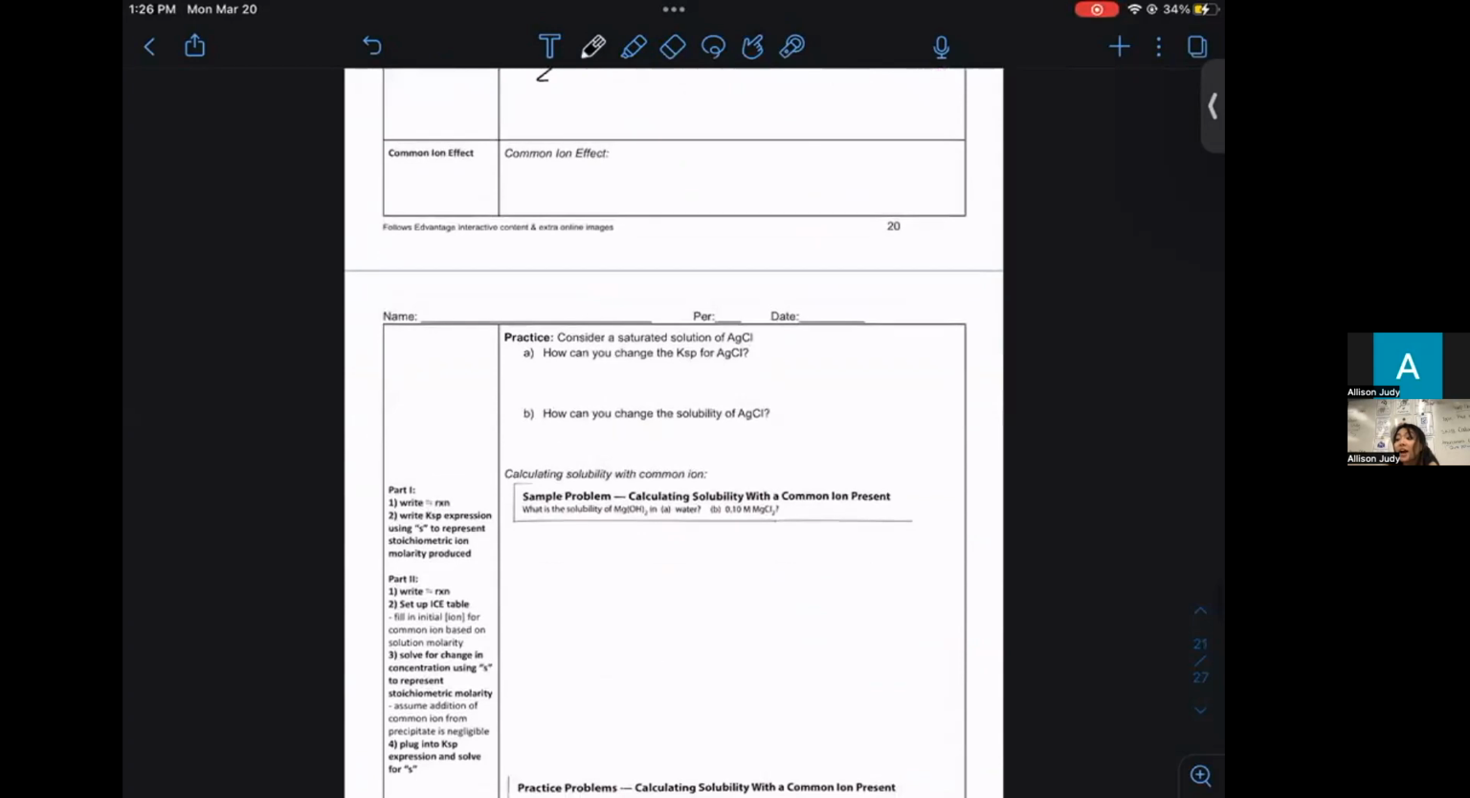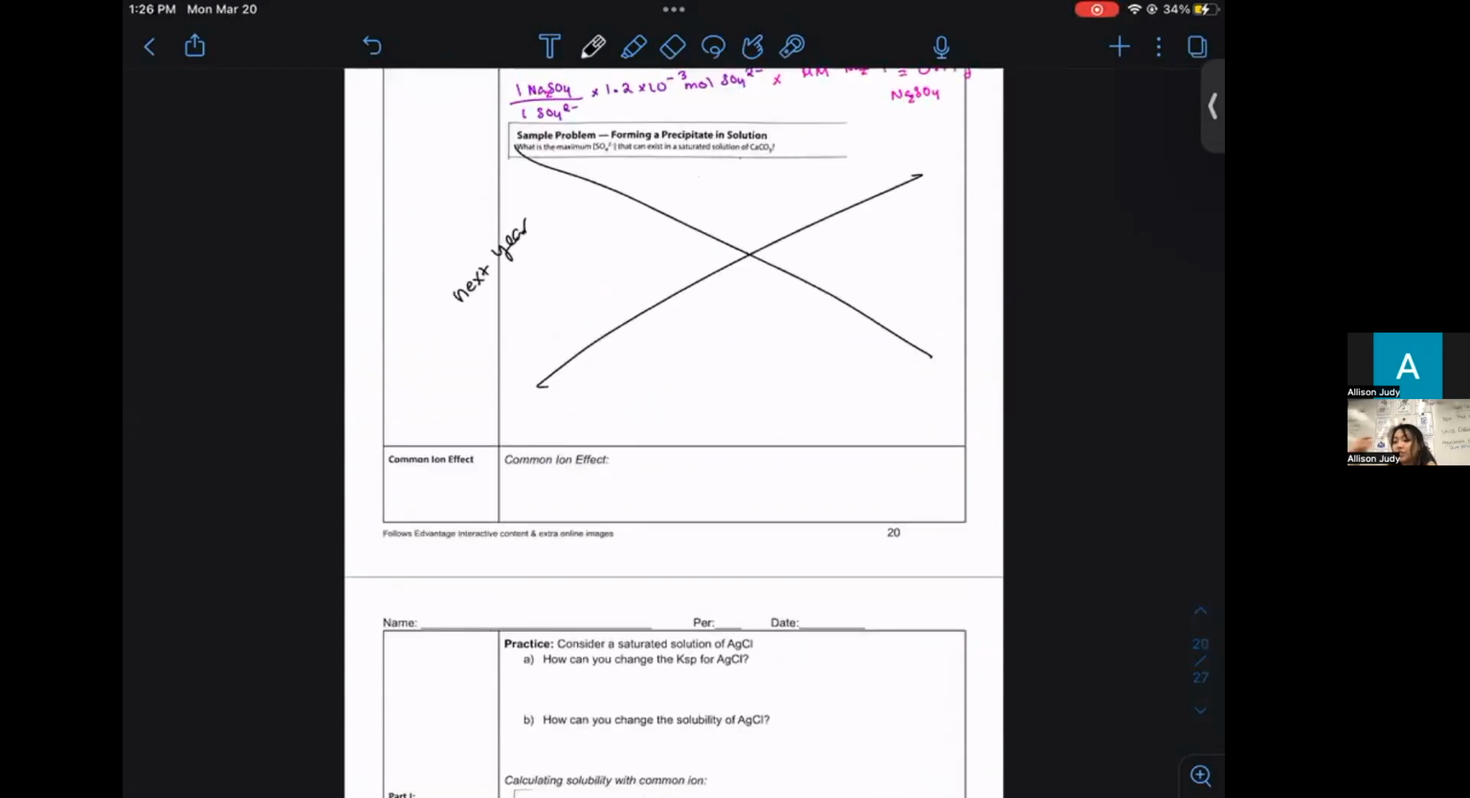But the common ion effect, which this problem actually introduces, is canceled next year. I'm going to remind myself to take that out of the notes next year.